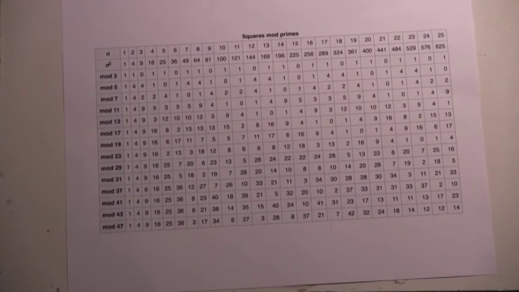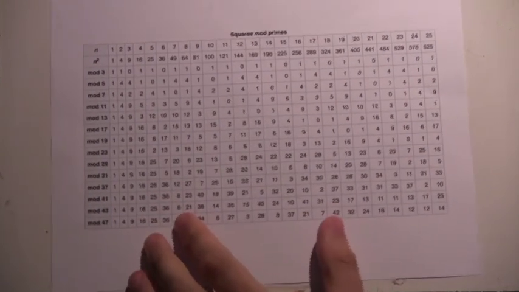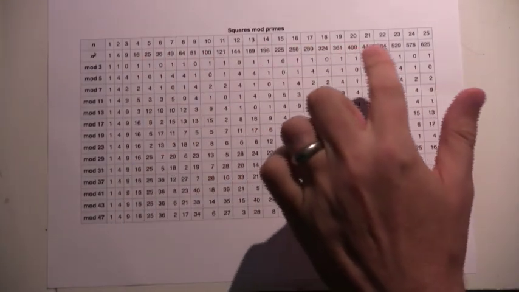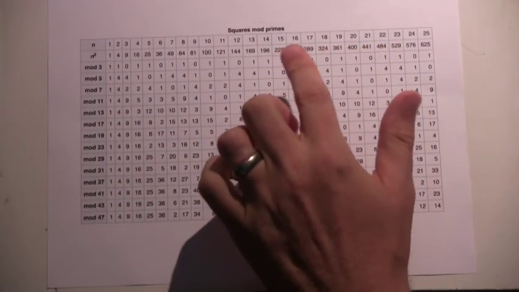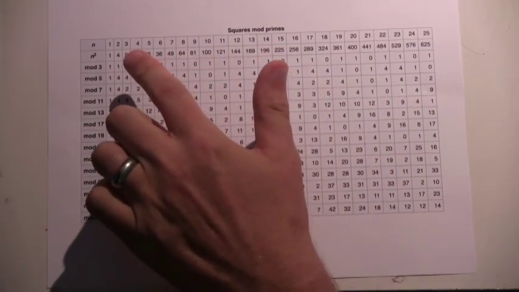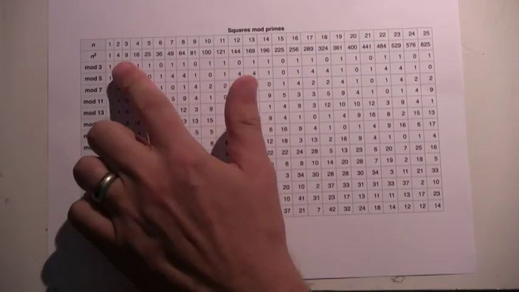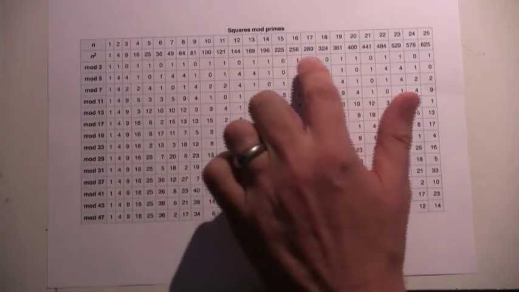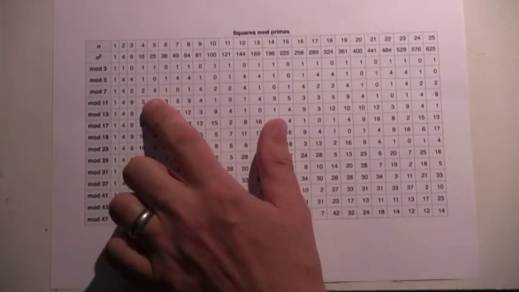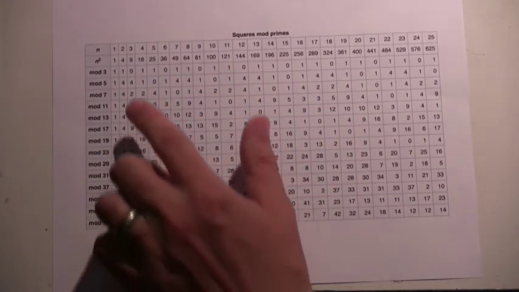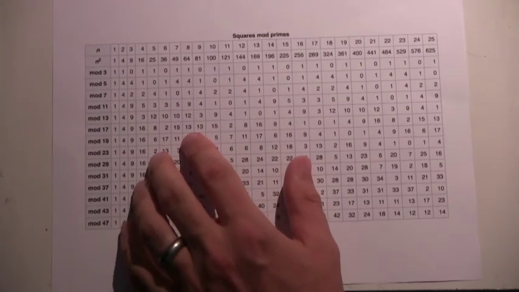Okay, so here's the second table. These are primes when you square them. Sorry, when I take the non-primes, n, 1, 2, 3, 4, 5, this time up to 25, I look at n squared, and I look at that number modulo a prime. So tell me what you see in this table.